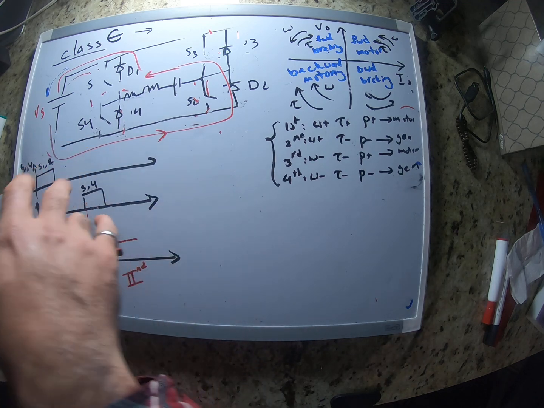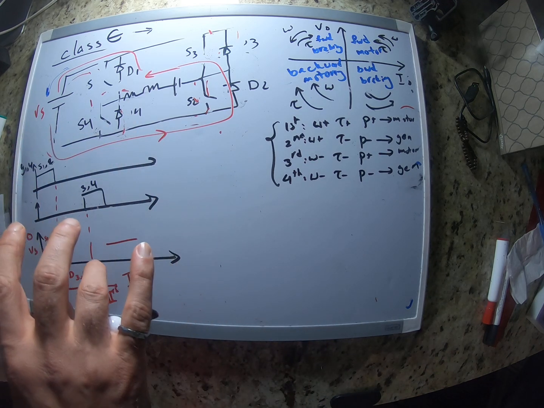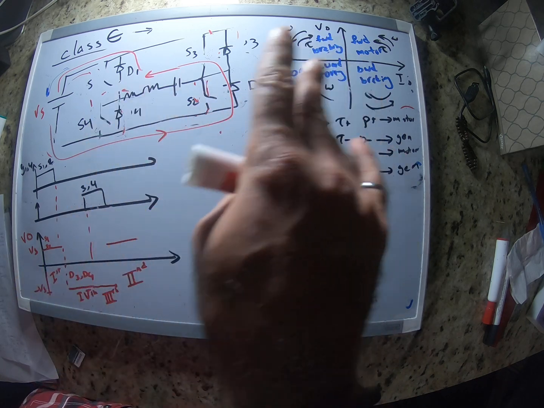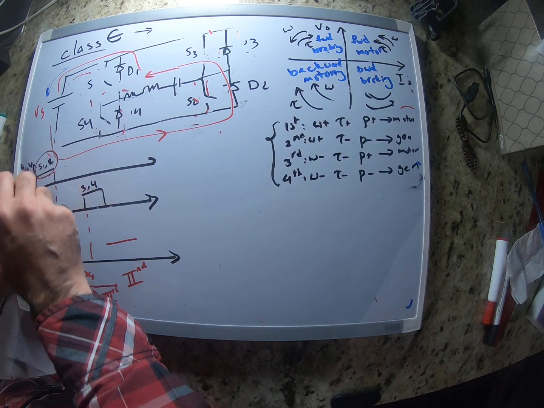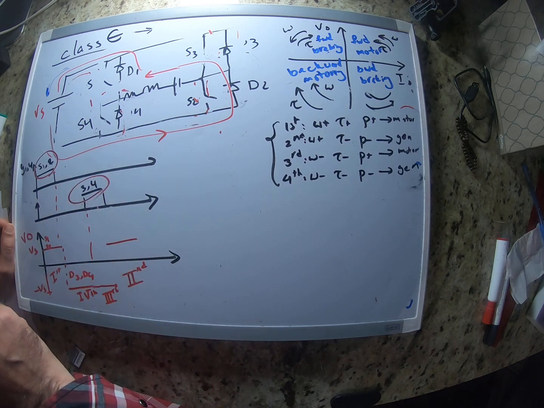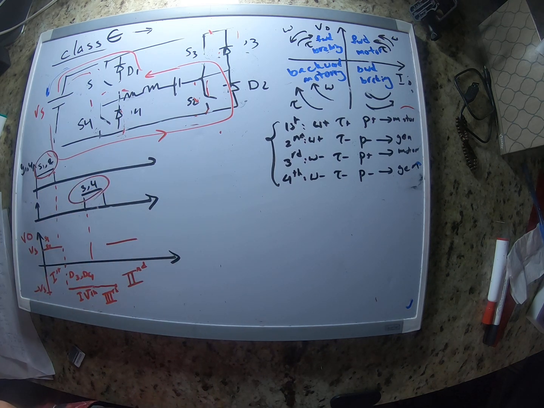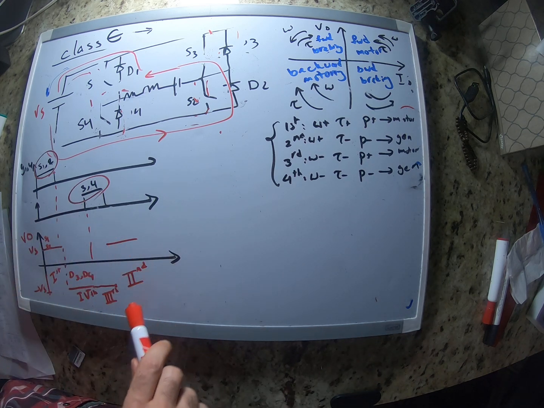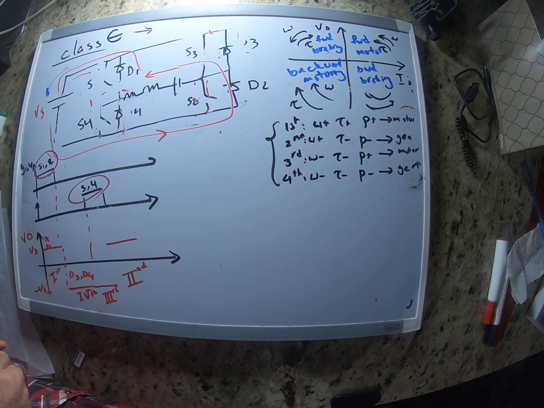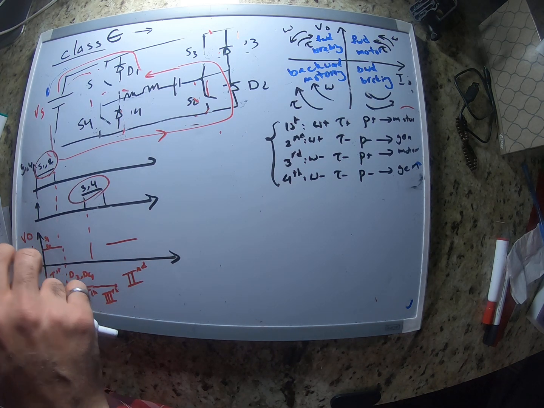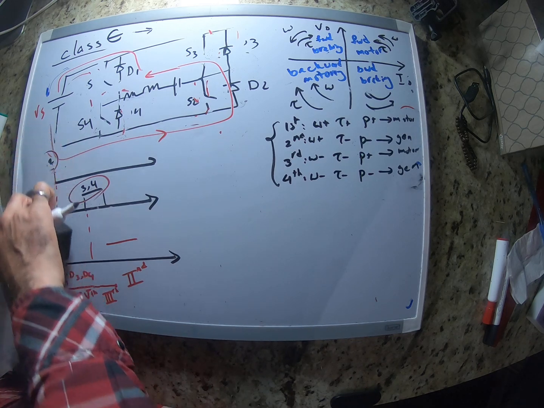Simple analysis for how we can go through different quadrants of this class E chopper. But this is very simplified because we assume that these two switches are on at the same time and these two switches are on at the same time. First I want you to understand this part and see how the current and voltage change, and once you understand this part, then maybe you can think about the next switching order that I'm going to show here.